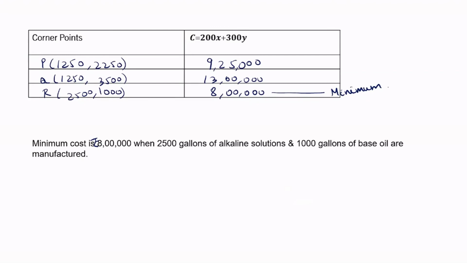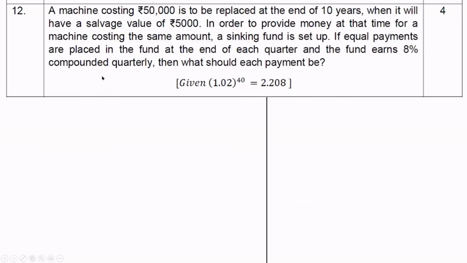Now moving on to the next question. A machine costing rupees 50,000 is to be replaced at the end of 10 years when it will have salvage value of rupees 5,000. In order to provide money at that time for a machine costing the same amount, a sinking fund is set up. If equal payments are placed in the fund at the end of each quarter and the fund earns 8% compounded quarterly, then what should each payment be?